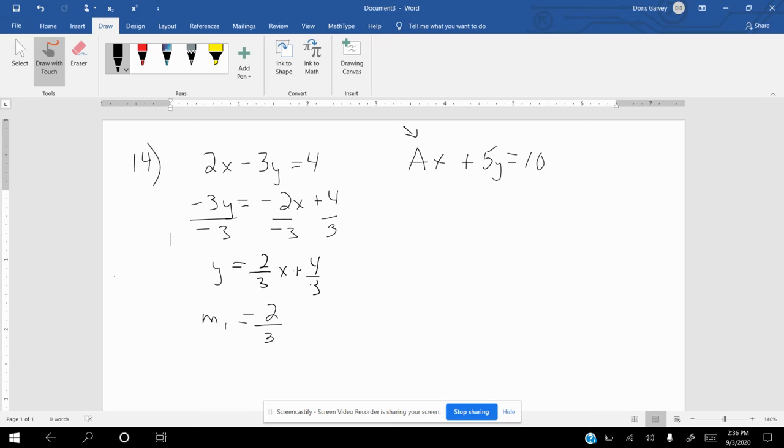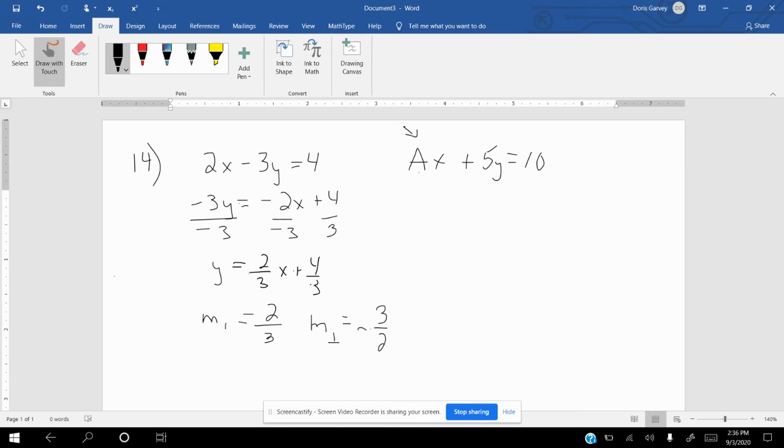Well, I don't really want the slope of this line. I want the slope of a line that's perpendicular. So we know that perpendicular lines have negative reciprocals. Or another way to think of it is you take the slope of the first one, you flip it, and change the sign. So I know the slope of a perpendicular line would be -3/2. All right, so then I want this a value to be equal to that.